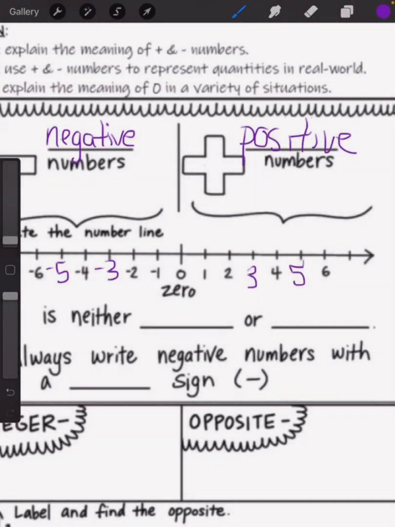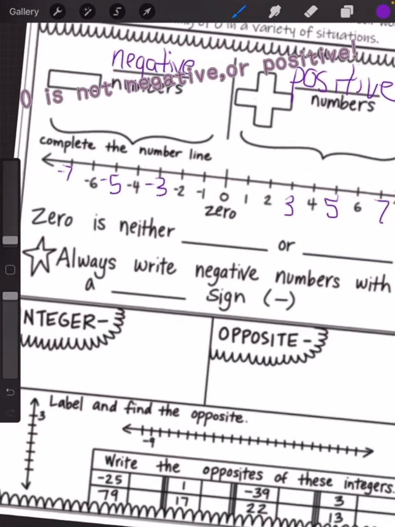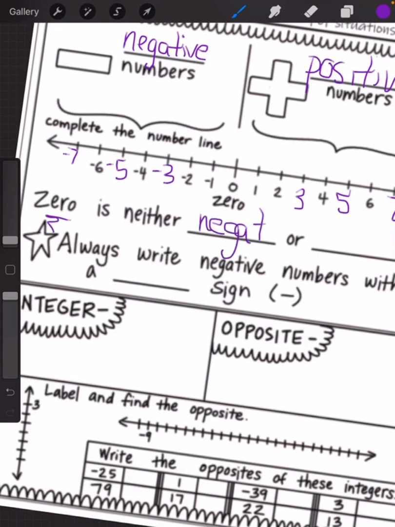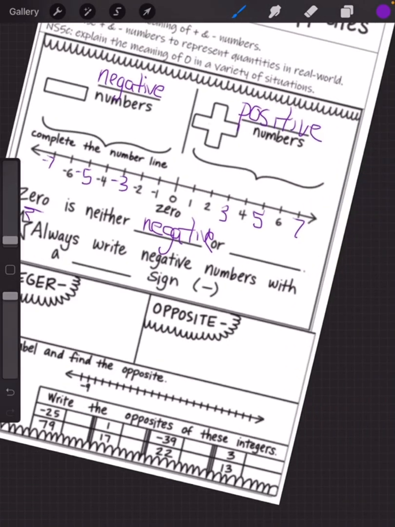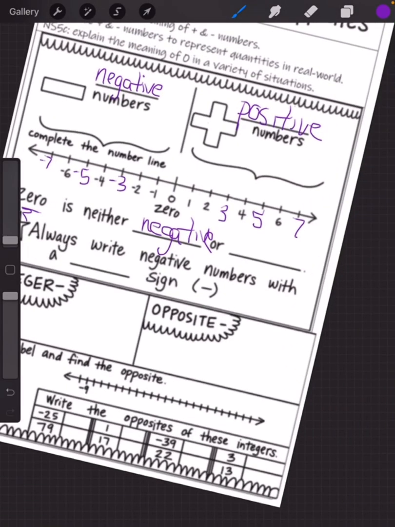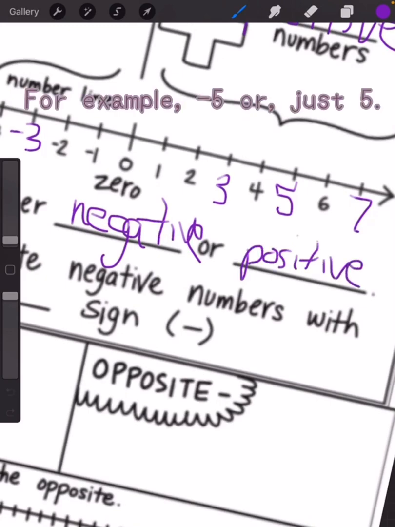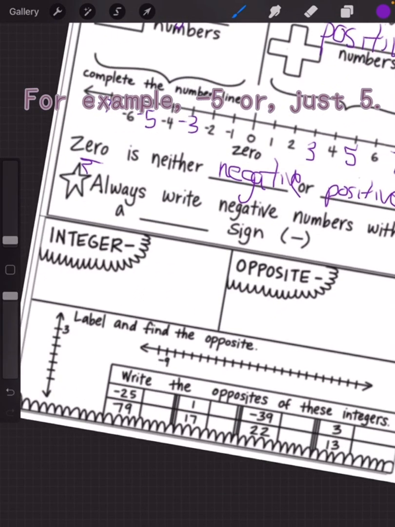Now, 0 is neither a negative or a positive number. So 0 is not negative or positive, it's just 0. And we always write negative numbers with a minus sign or negative sign.